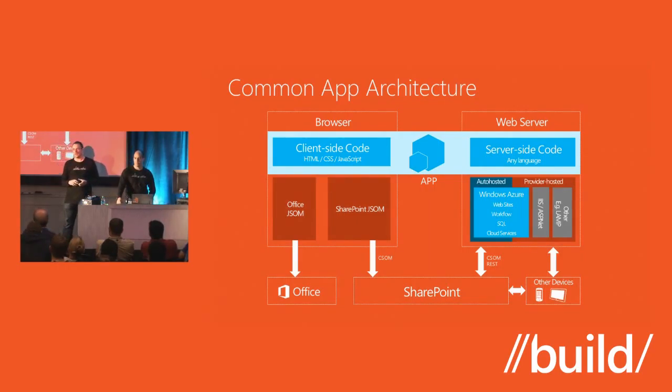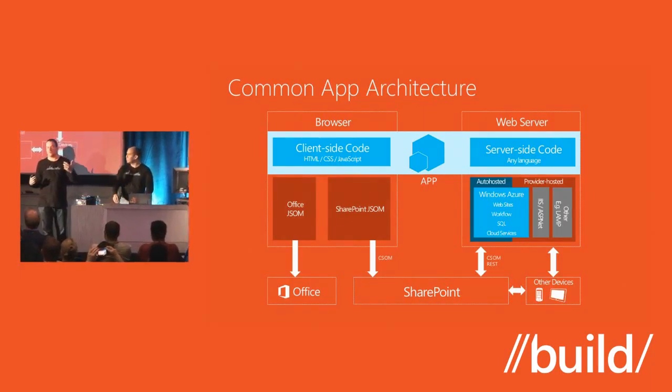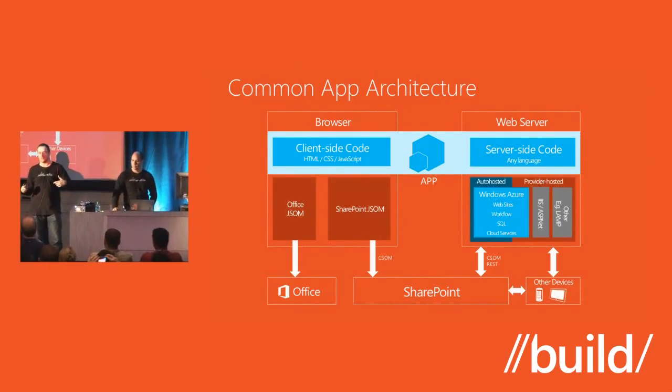Also, the Office client apps are optional. You can just use HTML and JavaScript and leave it at that, but you could go ahead and run it with server-side code. The idea we want to present is that you can use client-side code with the JavaScript object models for Office and SharePoint, and then on the server side, you can interact with Windows Azure websites, workflow, SQL, cloud services, IIS, ASP.NET, whatever you want. Any platform you want to execute on the server side.